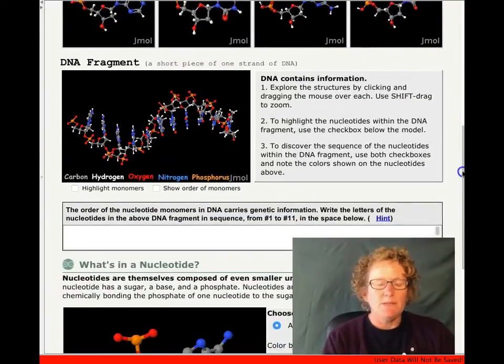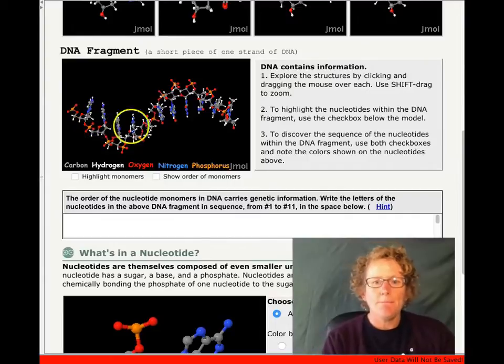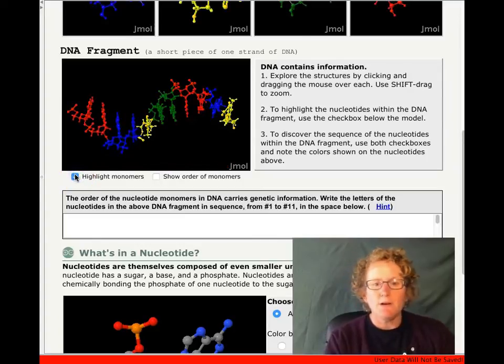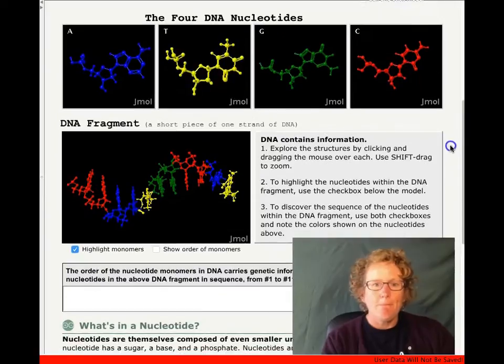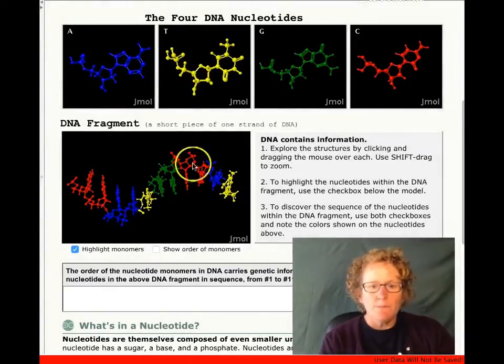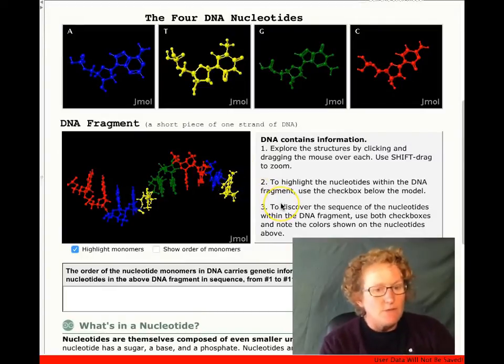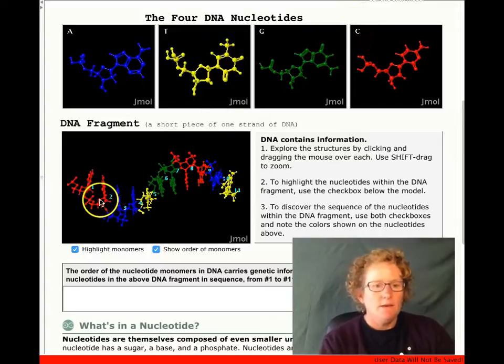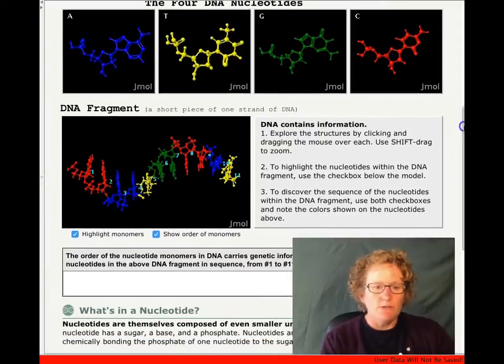Here's a DNA fragment. It's basically half of the twisted ladder. We're going to explore the structure by clicking and dragging the mouse. You can highlight the nucleotides if you want to. You can highlight the monomers in different colors, and you'll notice those turn different colors too. So T is yellow and A is blue. To discover the sequence of the nucleotides, which is question 1, you can say 1 is the blue one, which is of course C. Number 2 is C. Number 3 is A. So now you know how to answer question number 1.